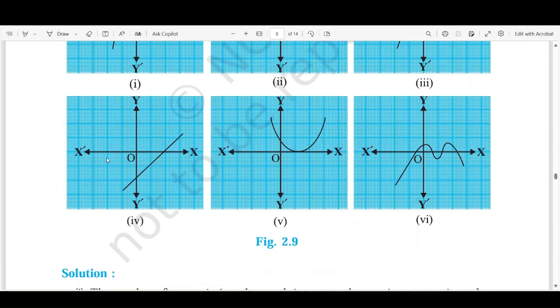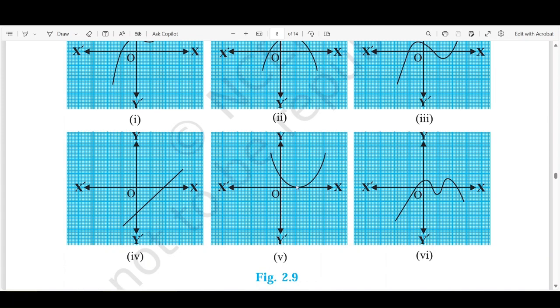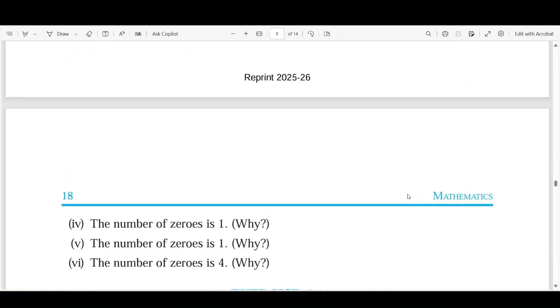And for the fourth figure, the graph is a straight line, but it intersects the x-axis at only 1 point. You should not get confused that it is intersecting the y-axis. We are concerned only about the intersection of the graph with the x-axis alone. Therefore, here the number of intersections is only 1, so only 1 zero. Here again it is 1. Here we have 4 intersections. Therefore, for the figures 4, 5 and 6, we have 1, 1 and 4.